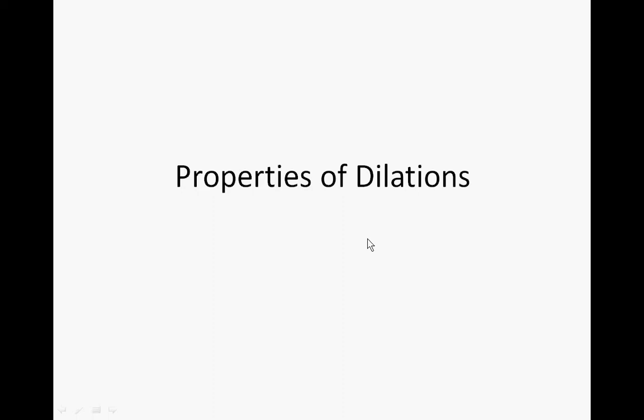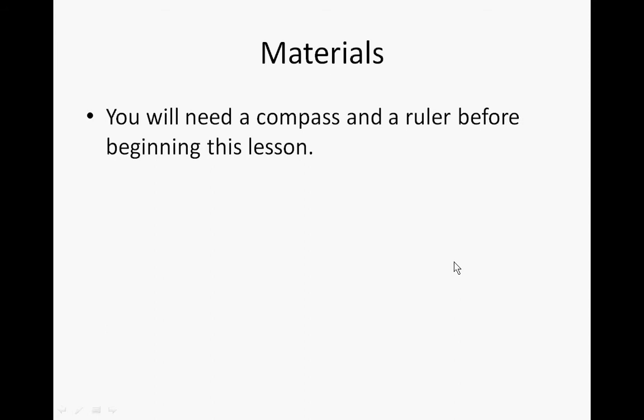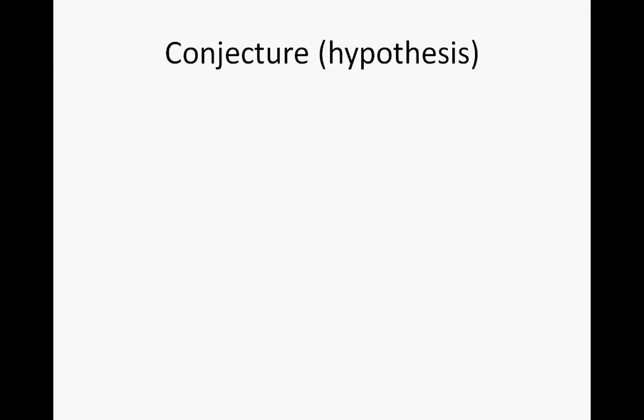Okay, we're going to take a look at properties of dilations. For this lesson, you're going to need a compass and a ruler and a separate sheet of paper. We're going to start off by using that separate sheet of paper, and we're going to build some conjectures, which is just another word for hypothesis.